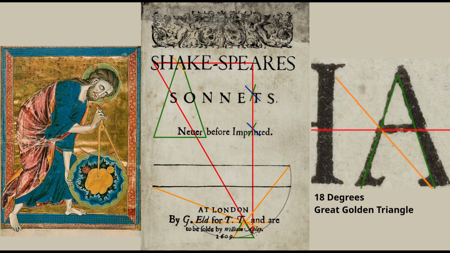There is then the great golden triangle on the left A and the diagram of Solomon's Temple.